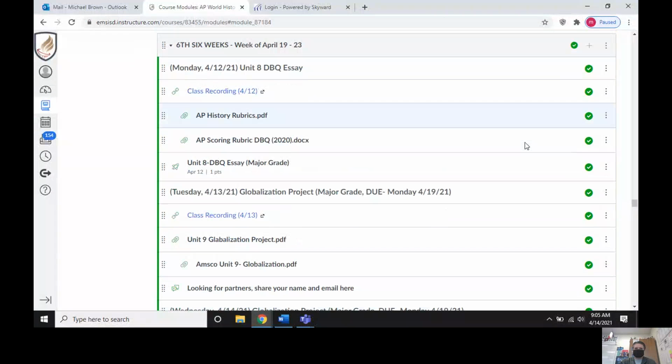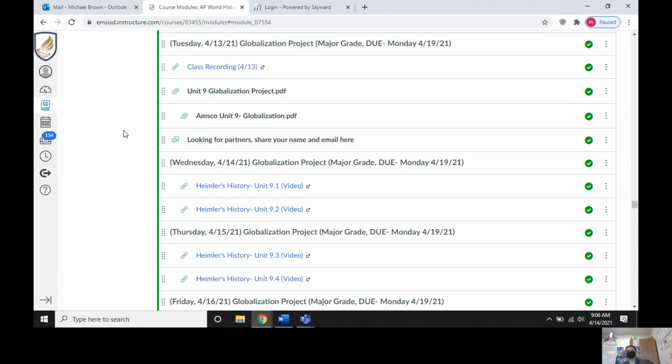All right, guys. Today, you're going to have the majority of the class period to continue working on your globalization project. If you weren't here yesterday, you're going to want to go over this form in Canvas. Essentially, you're going to be summarizing different chapters out of the Amsco book over Unit 9. There are some specific things you need to include, which are detailed underneath each of these chapters.